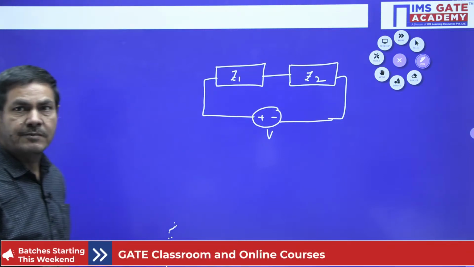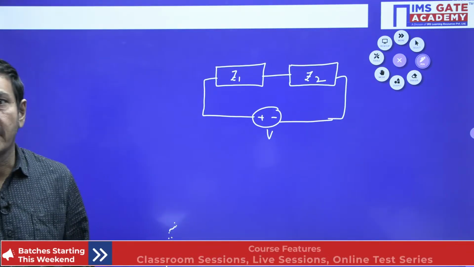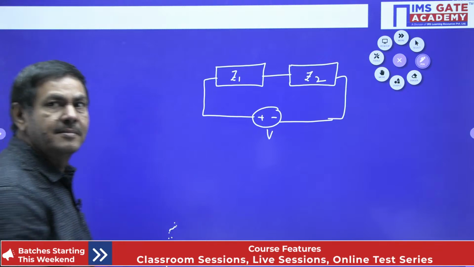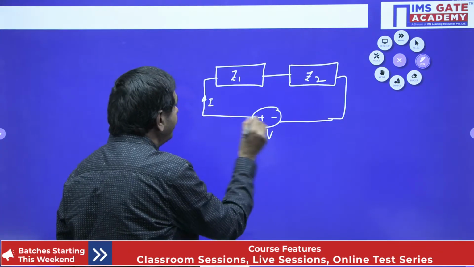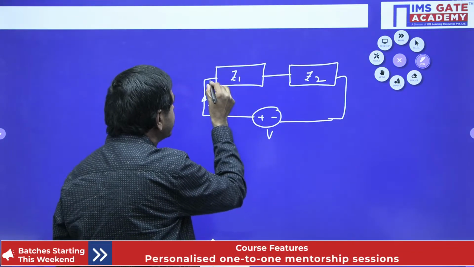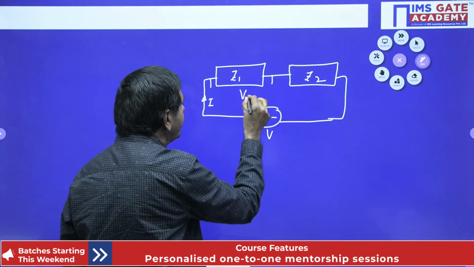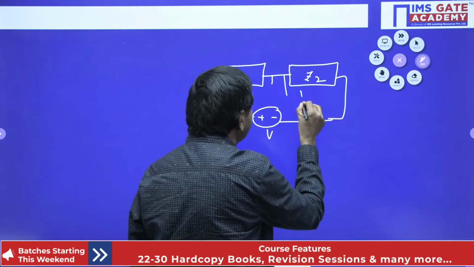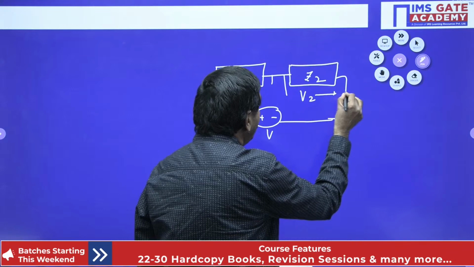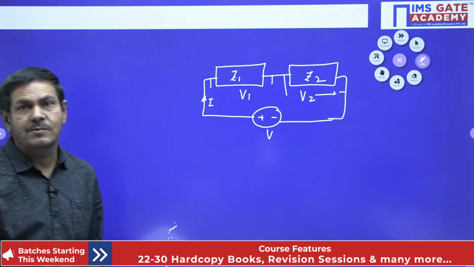If it is a series network, we know very well the same current flows. That current is nothing but I. Whenever current passes through the series circuit, some drop is possible. That is V1, as we call it. When it passes through Z2, we are going to find the V2 value also. And we are in need of these voltages.